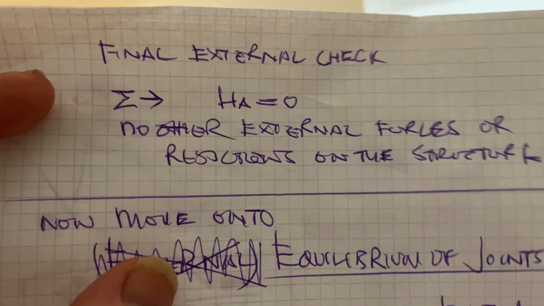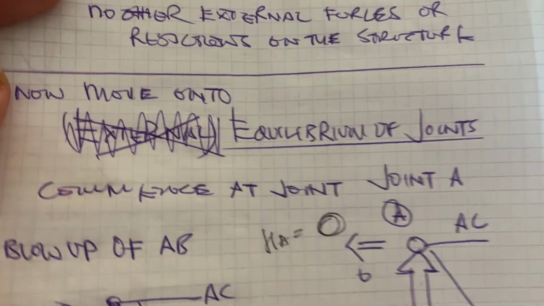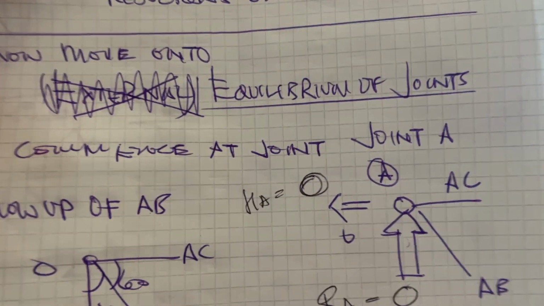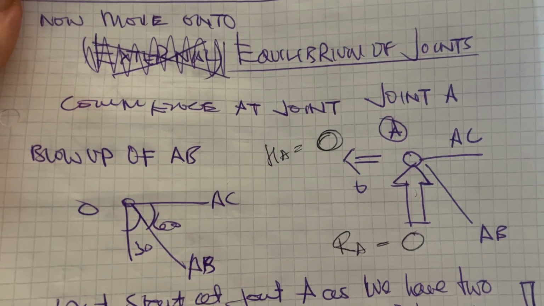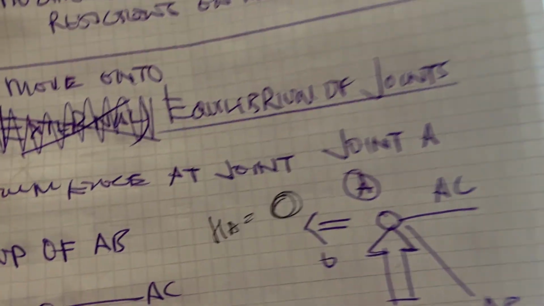Oh yeah, for external check, HA, I've done that same again. HA equals 0, no other external forces or reactions in the structure. So now we move on to equilibrium of joints. Commence at joint A. I think that's right, isn't it?